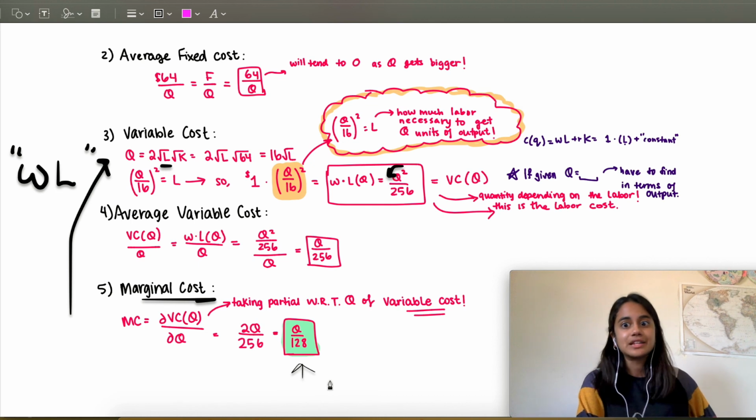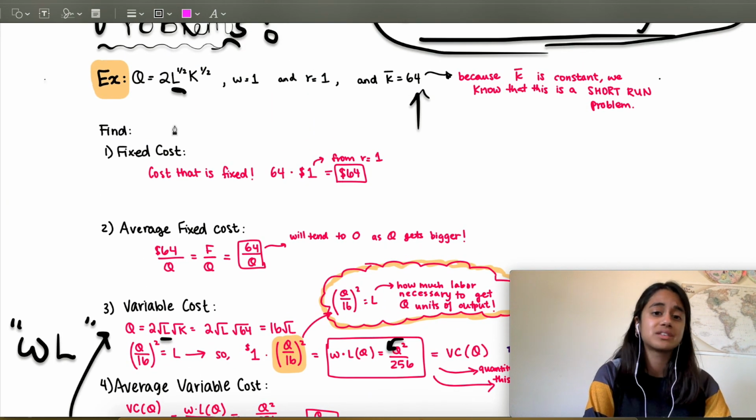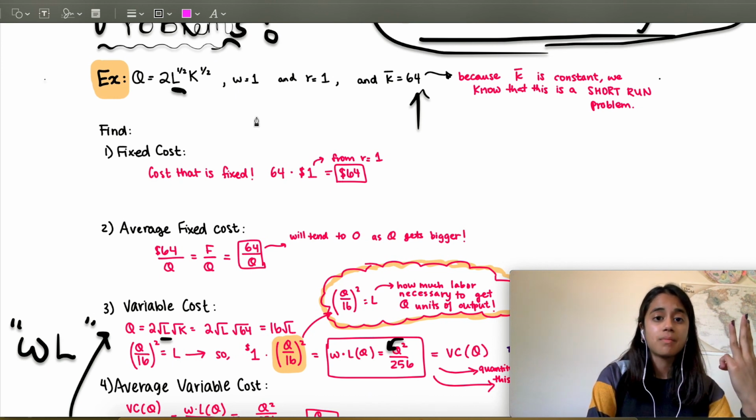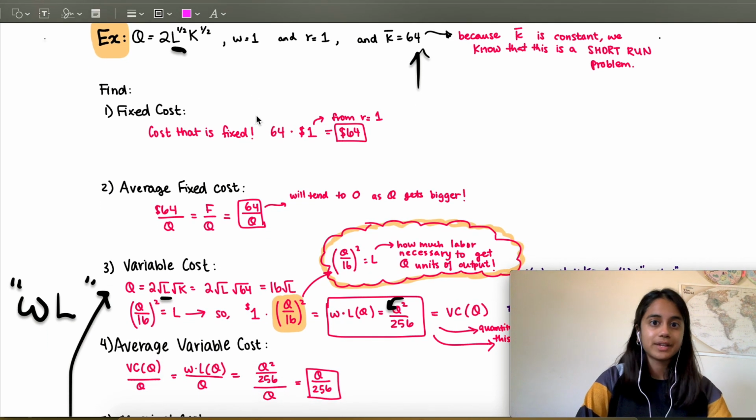And so I think it's really magical how much power we have with just knowing our production function, our wage, our rental rate of capital, and the fact that this is a short-term problem. So it's pretty great. So thank you.